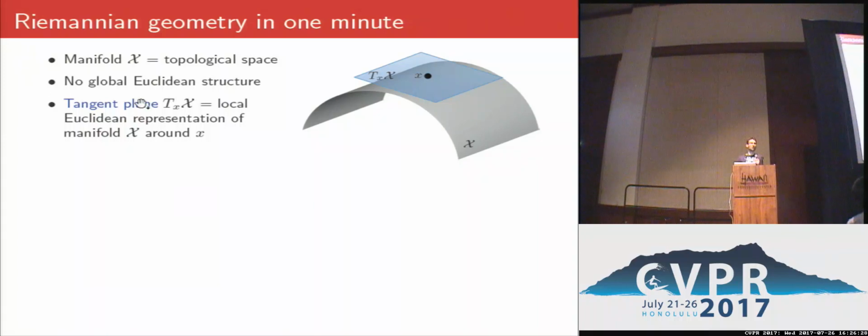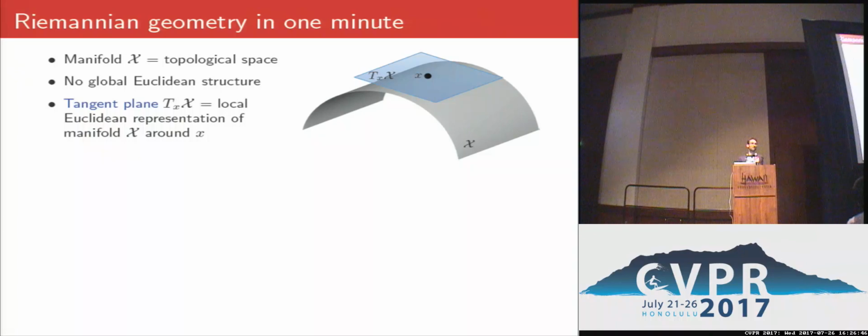Okay, so to start with the basics of our model, we now model shapes as manifolds. The only thing you need to know about manifolds is that they don't have a global Euclidean space structure. Technically speaking, these are topological spaces. You can locally model them as Euclidean spaces. This is what we call the tangent space, or for two-dimensional manifolds, surfaces, the tangent plane.